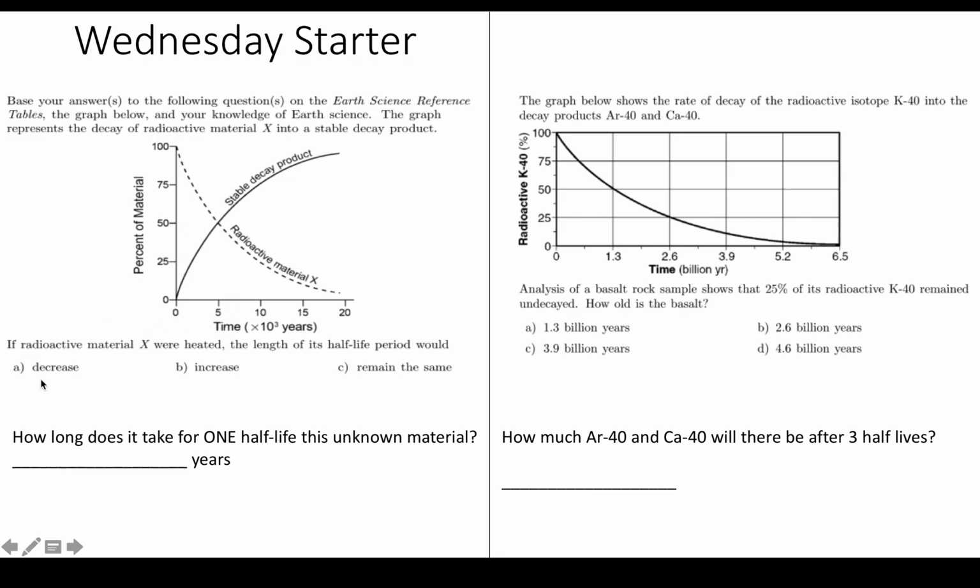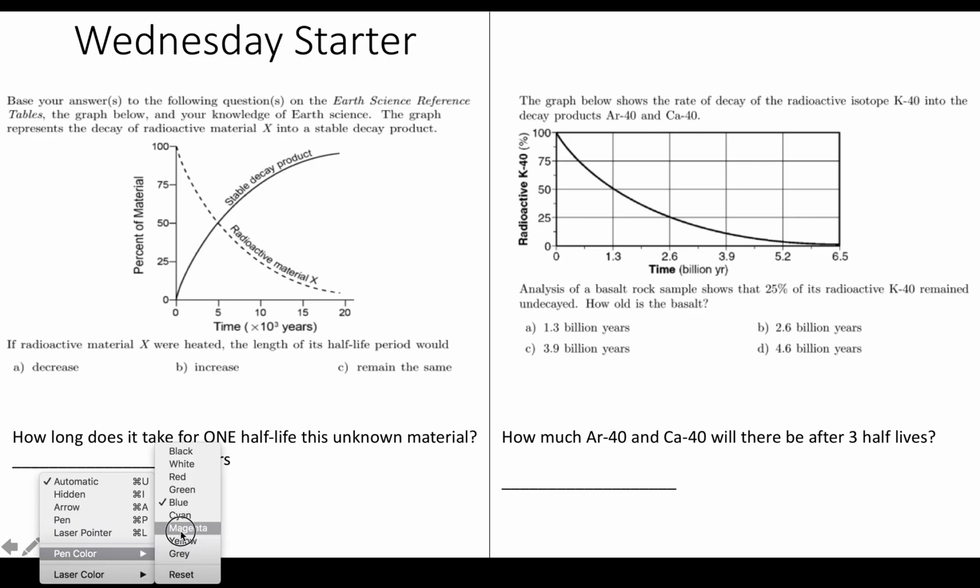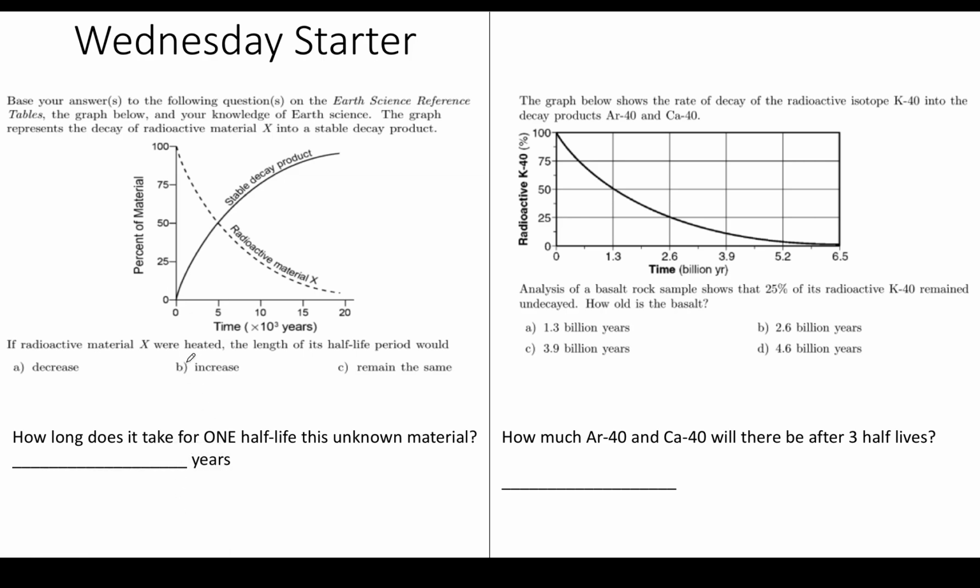So here we are. 4 practice questions. If radioactive material X was heated, the length of the half-life would do what? So you're saying, oh, well, if we're going to heat it up, maybe it would get shorter. Remember that there is no change, okay? It remains the same. Environmental factors do not change half-life, ever, okay? How long would it take for one half-life of this unknown material?